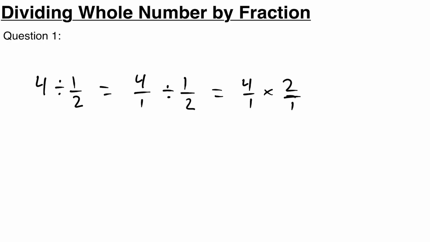over 1. And so now we have 4 over 1 times 2 over 1, and since it's multiplication, we can just multiply the numerators and the denominators together. So 4 times 2 is equal to 8, and then 1 times 1 is equal to 1, and our final answer is going to be equal to 8 over 1, or 8.